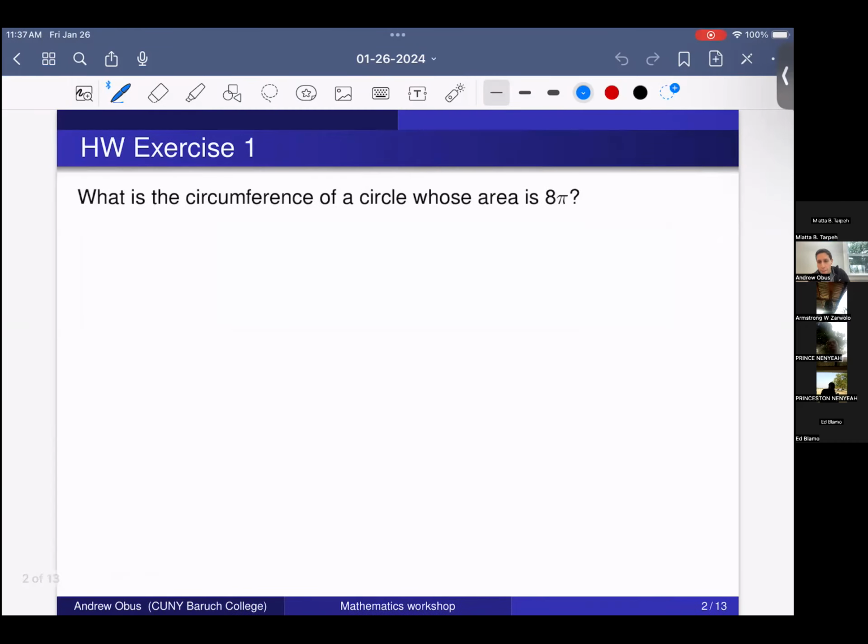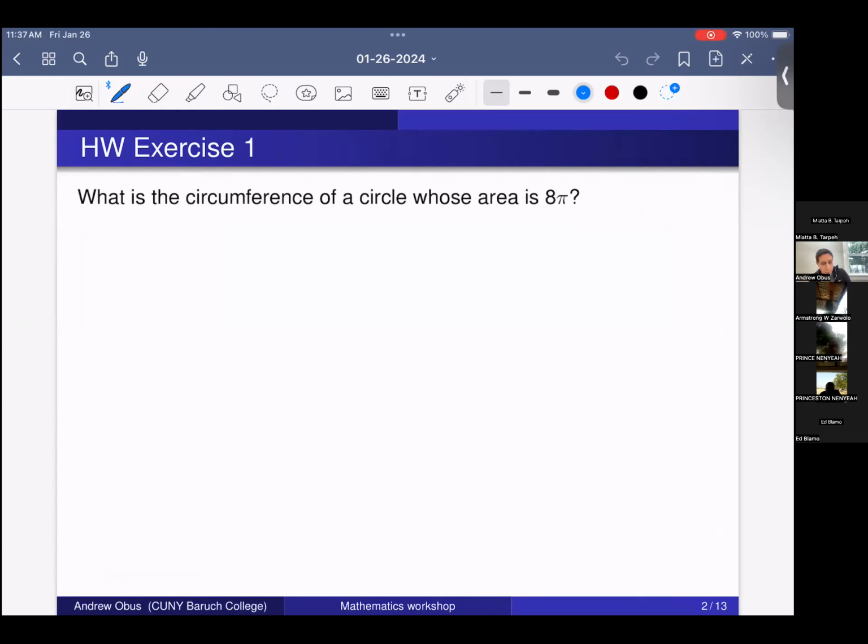There were just a couple of homework questions, and it seems like they weren't too bad. Several people got correct answers and sent them to the list. So let's just go through them. It probably won't take too long. The first homework exercise is, what is the circumference of a circle whose area is 8 pi?